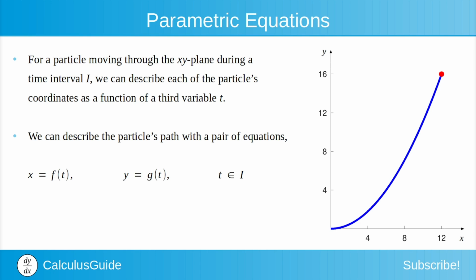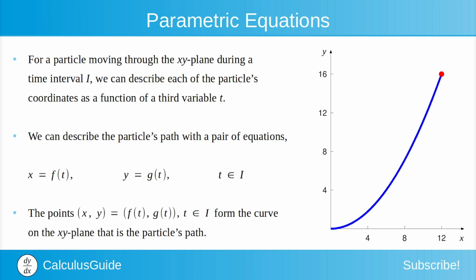We can describe the particle's position on the x-axis as a function of time using the equation x equals f of t. And we can describe the particle's position on the y-axis as a function of time using the equation y equals g of t. The points (x, y) equals (f of t, g of t) for values of time t on the interval I form the curve on the xy plane that is the particle's path.